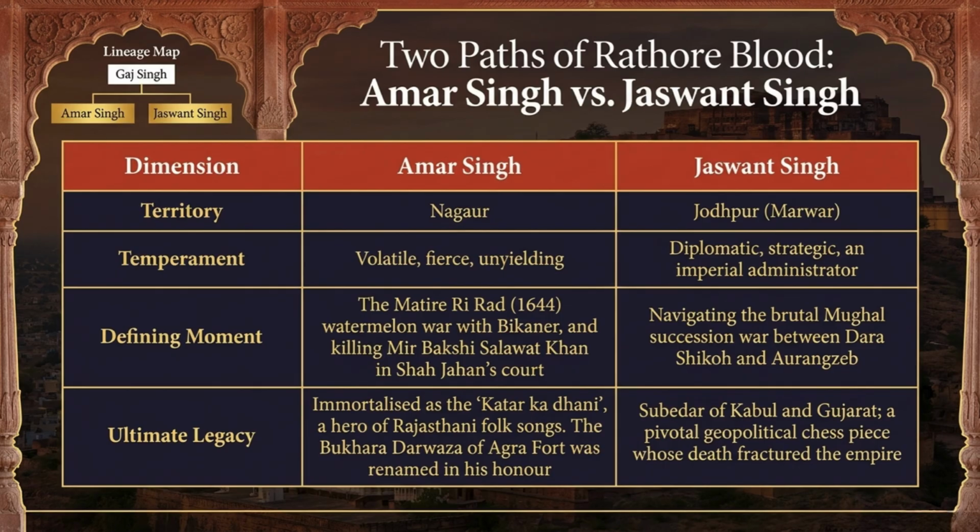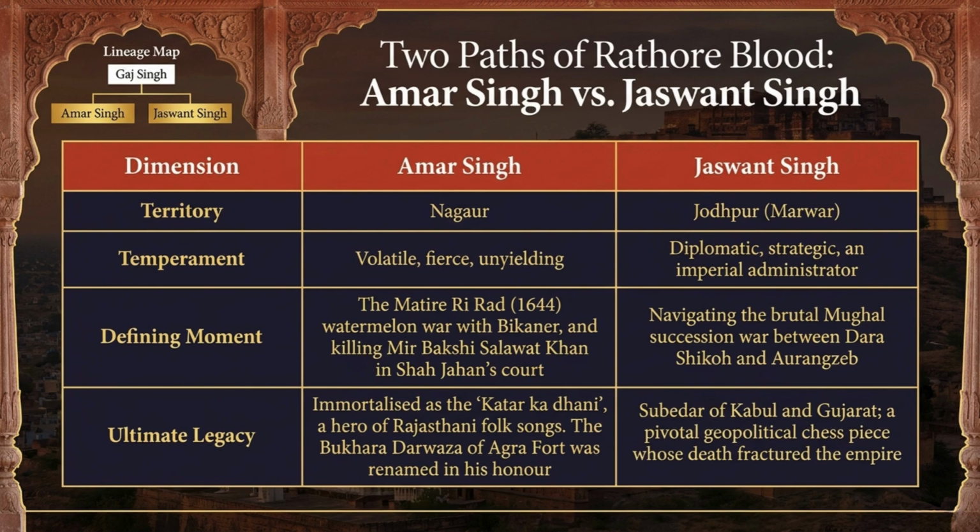The two brothers walked vastly different paths. Amar Singh of Nagaur was known for his volatile, fierce, and unyielding temperament. His defining moments included the 1644 Matira Ri Raad, or Watermelon War, with Bikaner, and his shocking assassination of Mir Bakshi Salabat Khan directly inside Shah Jahan's court. Immortalized in Rajasthani folk songs, his bravery was so renowned that the Bukhara Darwaja of the Agra fort was renamed in his honor.